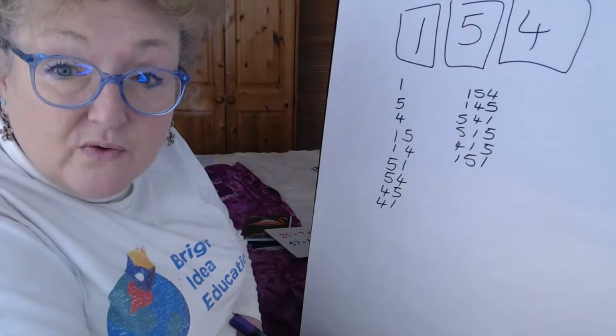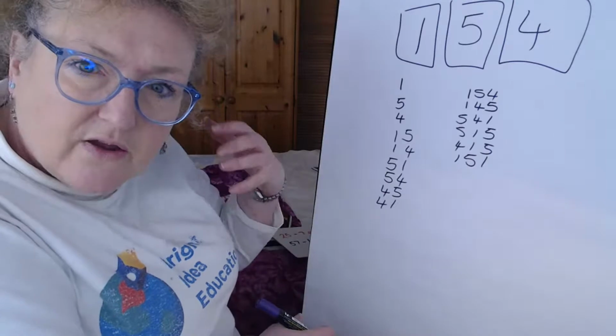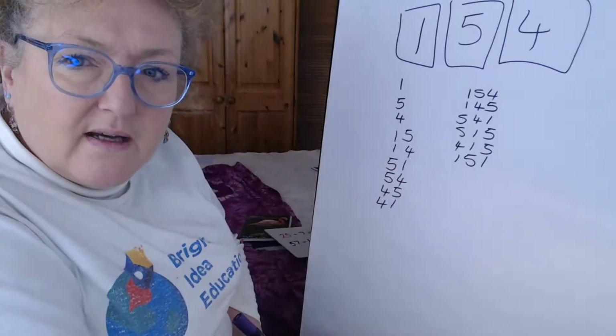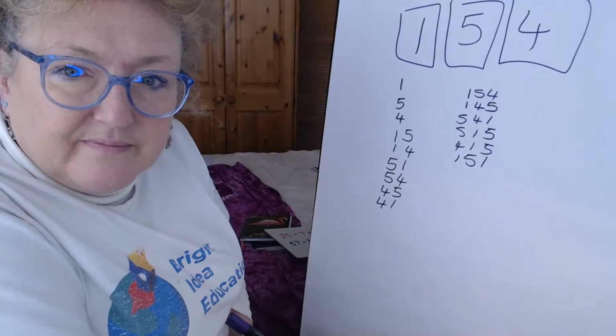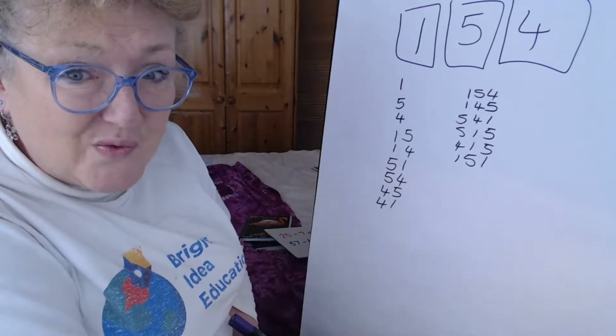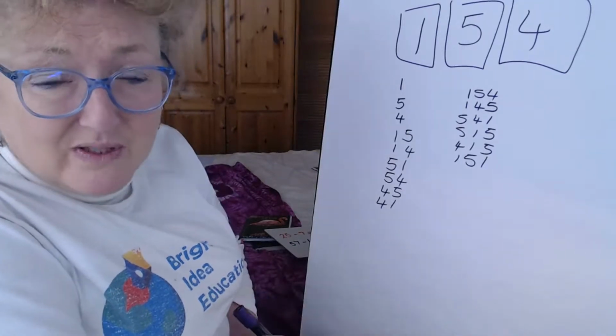So this is something you can have another go at. You can try 3 different digits and see how many numbers you can make then. What happens if all 3 digits were the same? That would be a bit tricky, wouldn't it?